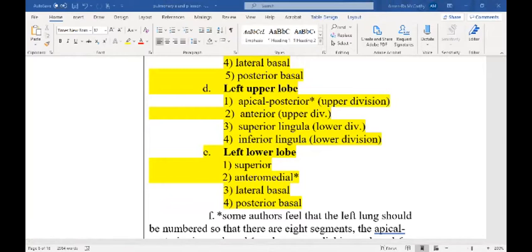The left upper lobe has an apical posterior segment, an anterior segment, superior lingula, and inferior lingula. Those are the sections or the segments of the left upper lobe.